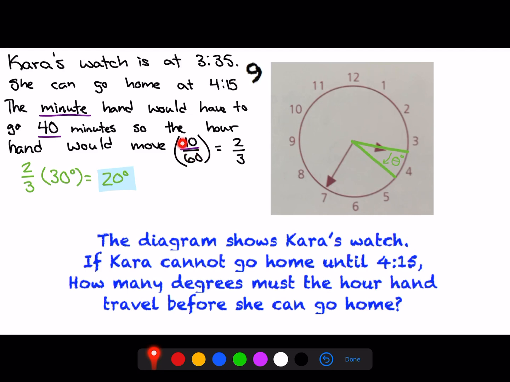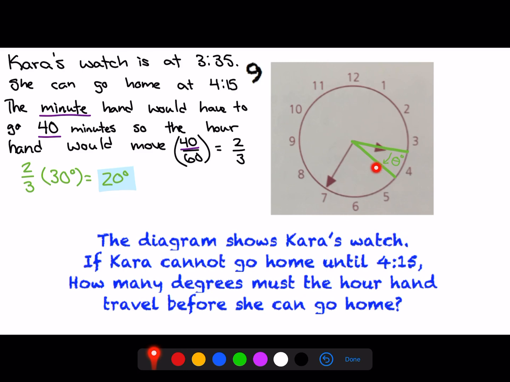So if I do 40 over 60, and again, that's focusing on minutes, that means that we've moved 40/60ths of an hour, or 40/60ths of 30 degrees. Well, reducing 40 over 60 gives me 2/3, so therefore my hour hand has moved 2/3 of a full hour. Well, if a full hour is 30 degrees, that means that it's moved 20 degrees from 3:35 to 4:15. The hour hand has moved 20 degrees.